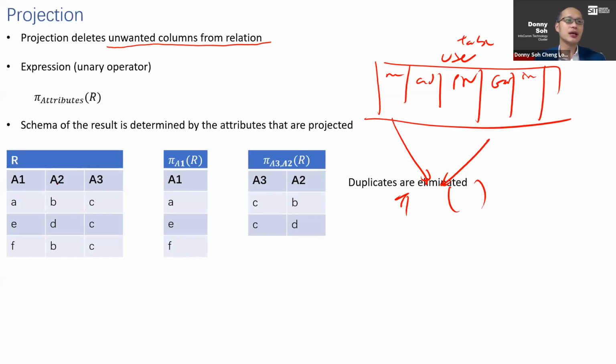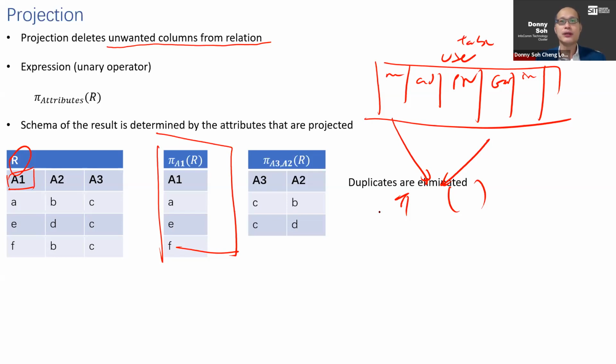How this works is the following. In this case, R is again our main table. The projection of column A1 on the table R will give only my column A1, which gives all my rows in A1, which are A, E, and F. Similarly, if I were to project A3 and A2 out of R, I'm going to get C, B, and C, D.